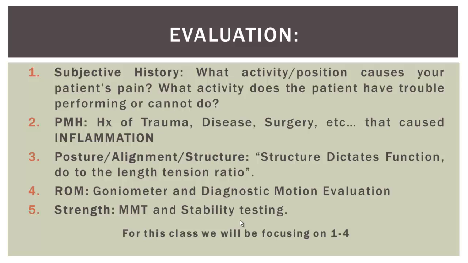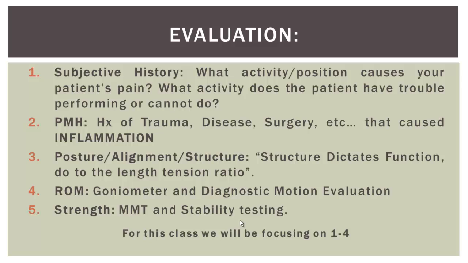We'll look at the posture, alignment, and structure. And there's a saying that structure dictates function. The reason that structure dictates function is due to the length-tension ratio, which states that a muscle will contract with greatest vigor when it is at a certain length. Since muscles attach to bone, a problem with alignment or an alteration of alignment will render the muscle inefficient.